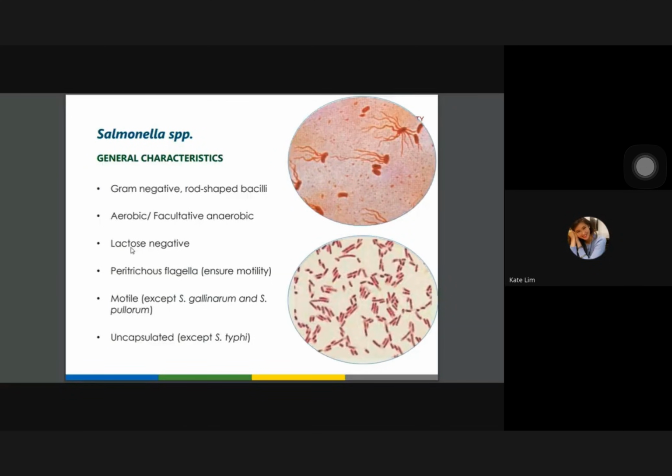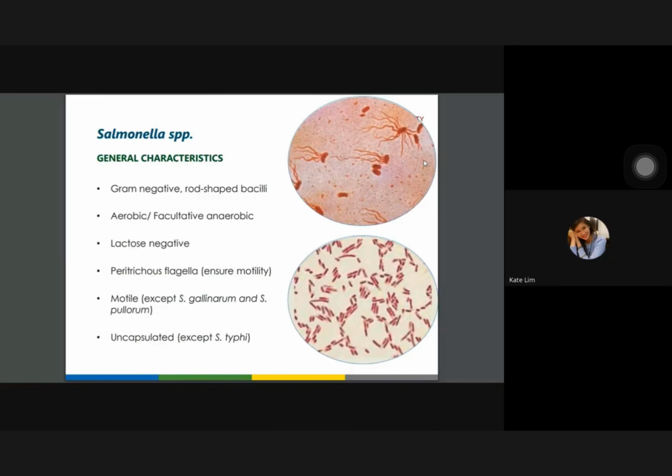So as you can see there in the picture, the upper part of your screen, that is an example of a peritrichous flagella, like this one. We also have exceptions among some of the Salmonella species. Most of the Salmonella species are motile, but there are certain species under Salmonella that are non-motile, and those are Gallinarum and Pullorum.